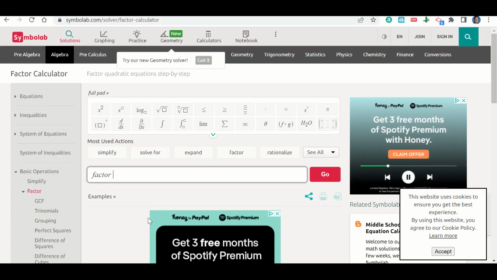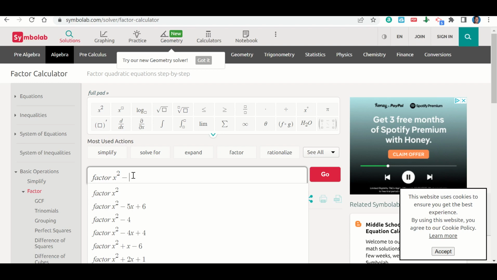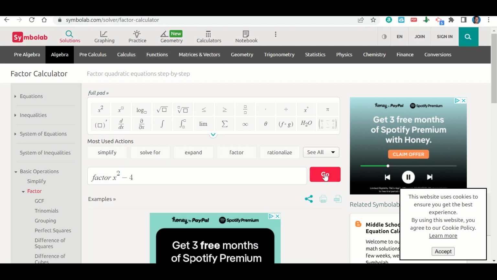Let's talk now about how we can use the Symbolab factor calculator to factor polynomials. So if you notice, I am on Symbolab, and it does say that this is the factor calculator. So when you do that, the word factor should already be here. And now I'm just going to put in the equation that I want to factor. So let's say it's x squared minus 4. So that's what I'm going to put in, and I'm going to go ahead and click go.